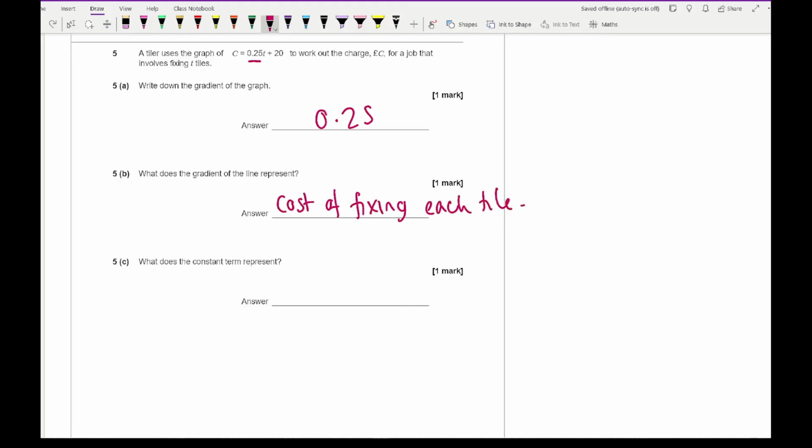And then the question says, what does the constant term represent? Well, that's going to be the fixed cost, or you could have it as what we call the call out charge, like so.